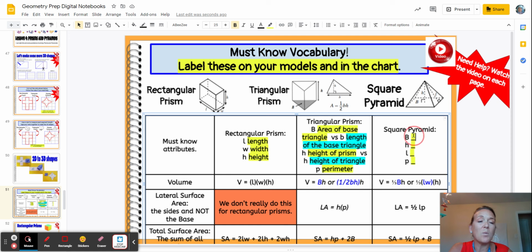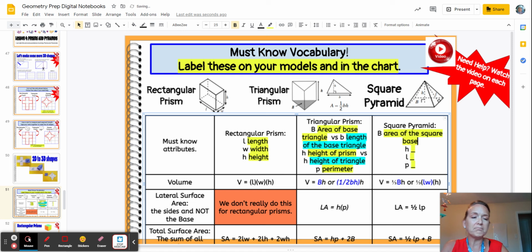And then we've got square pyramid. Square pyramids get a little bit easier to look at. That big B we've already talked about. So that's the area of the base. This time it's a square base. And then we've got the height. That height is the height of the shape.